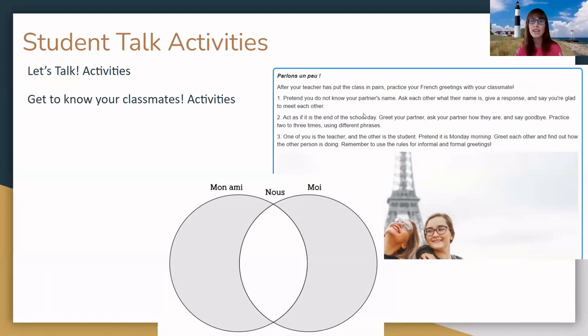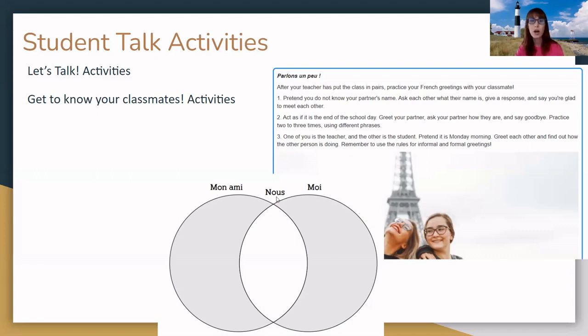And it's not a scripted way, but we do give a prompt so that it's very clear to students, here's what you need to do, and gives them that guidance that they need to take the language that they know and actually put it to use. We also do have some get to know your classmates activities.